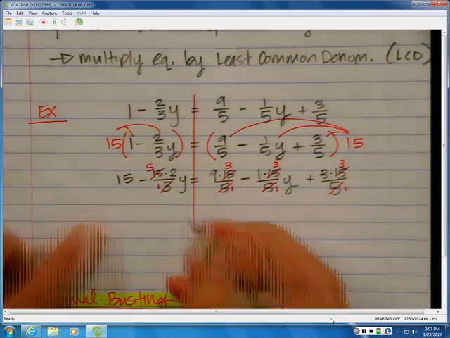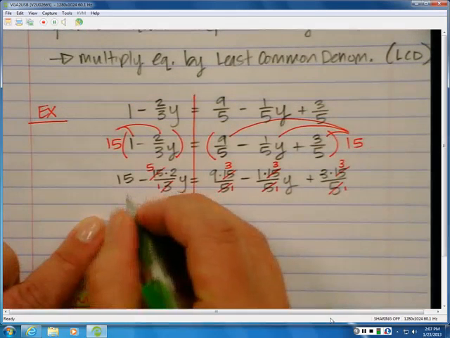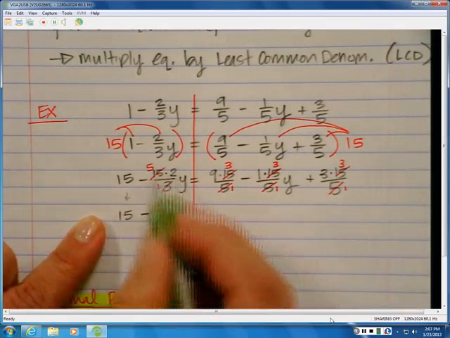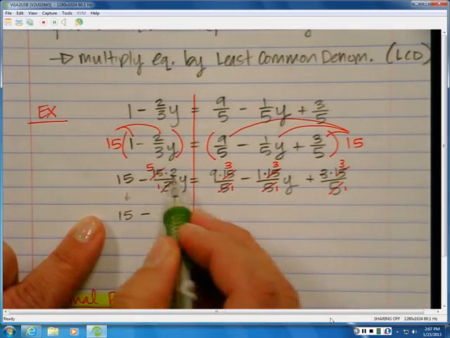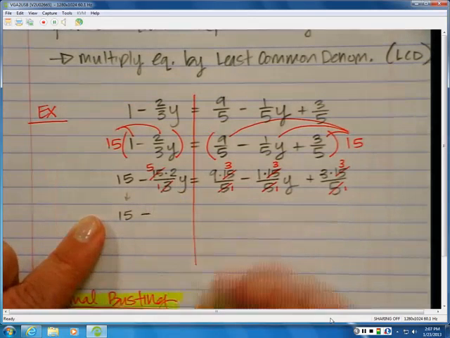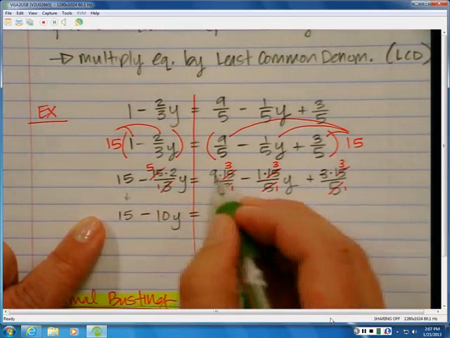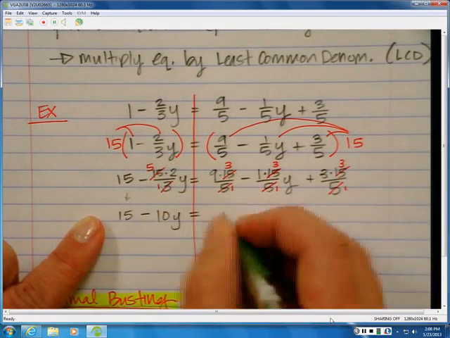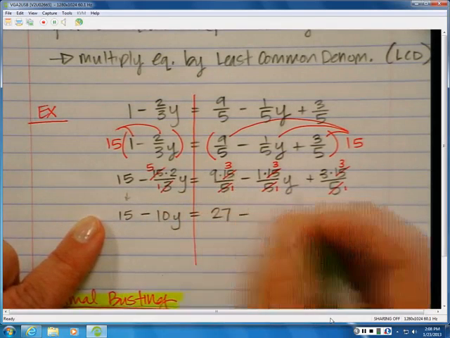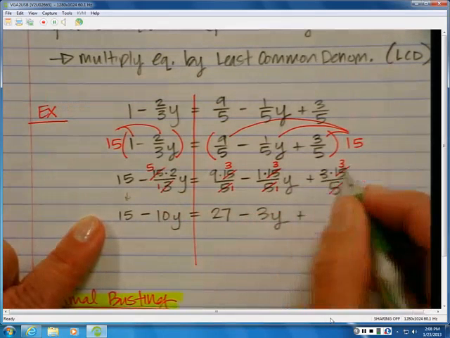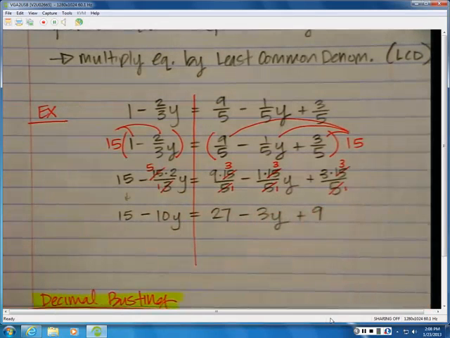So if I look at what's left, this 15 is not going to change. This is going to be 15 minus, I look at the stuff that's left over, 5 times 2 divided by 1 is 10. Equals, this is 9 times 3 is 27. 27 divided by 1 is just 27. Minus 1 times 3 is 3. Plus 3 times 3 is 9. Now this looks like a much more user-friendly equation.